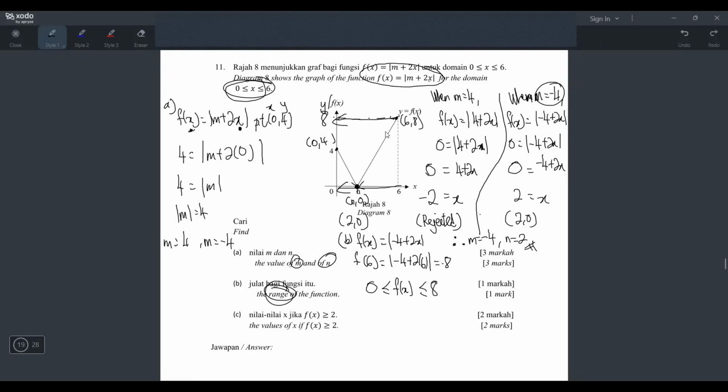We look at top and bottom. But for the domain, the x values, we look left and right. We look at the x-axis. But for the range, we look at the y-axis. Okay, done. Let's do C. Okay, last question. Let's go.